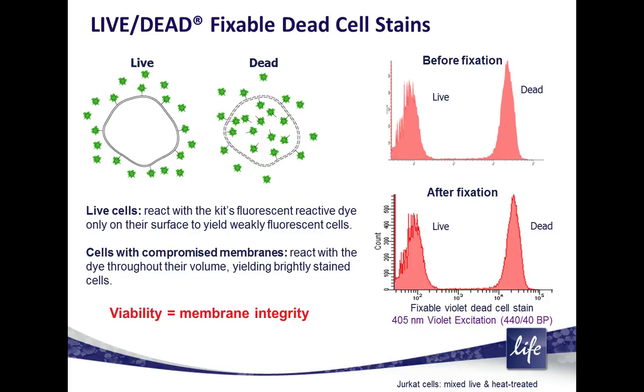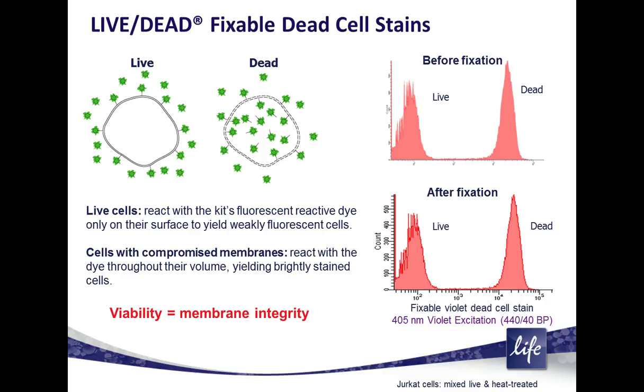Another class of dyes for viability detection are the LIVE/DEAD fixable dead cell stains. These can be used to mark cell populations for viability at the time of staining, and then subsequently can be fixed or fixed and permeabilized. These dyes work by a different principle. They are protein or amine reactive.